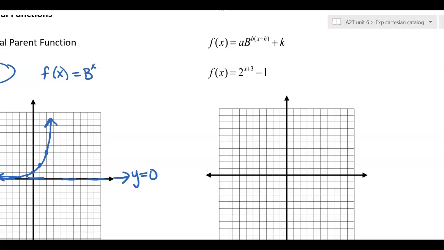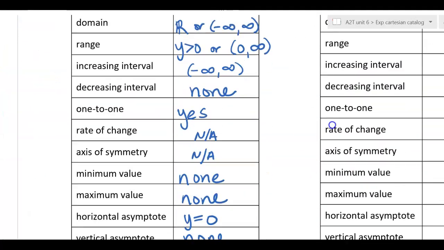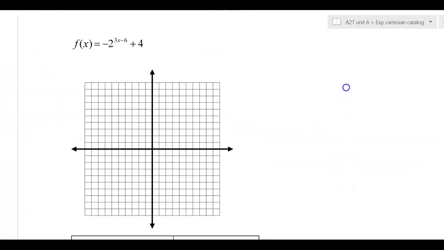Okay. We're going to do the Algebra 2 Trig 1 together. So flip it over. There is one on the back side.